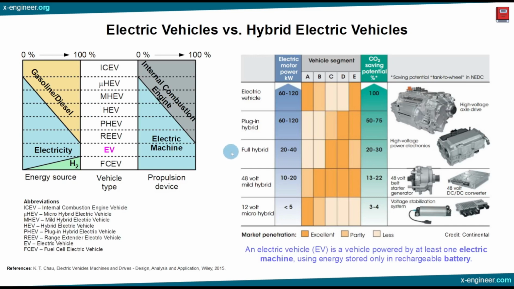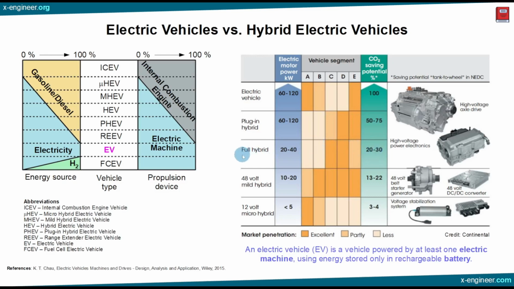For a full hybrid, the installed electrical motor power is around 20 or 40 kilowatts and is usually suitable for vehicles in the C and D segment. Of course, having a higher electric power, you can have a higher CO2 saving potential, around 20-30%.